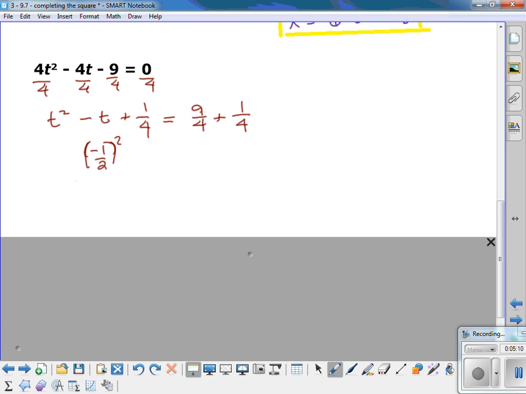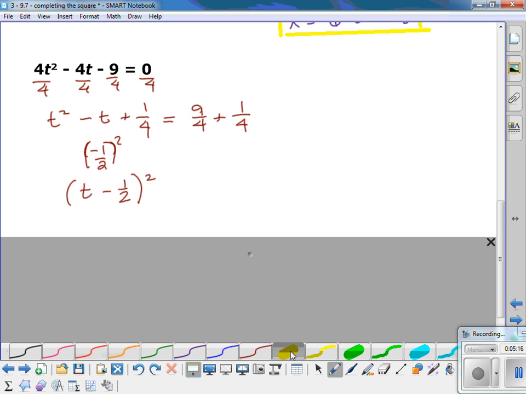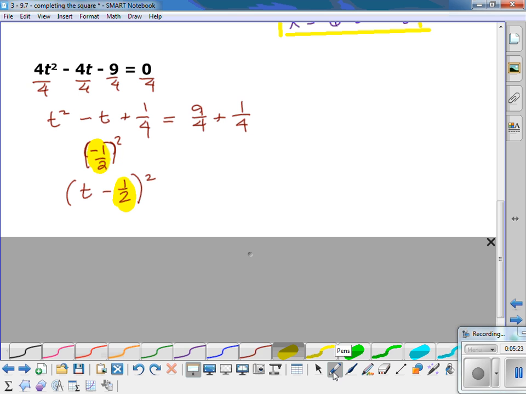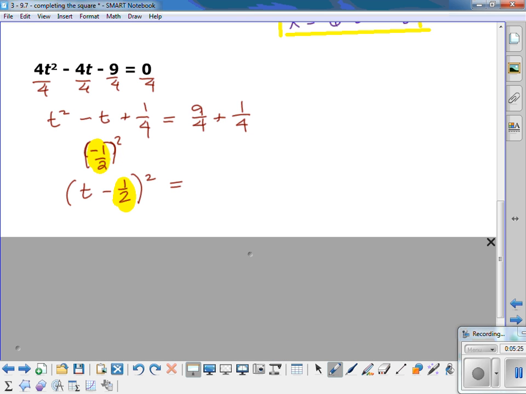So now if I factor it, I've got t minus 1/2 squared. Because remember, when we factor it, we end up using the b that was cut in half, right? And 9/4 plus 1/4 is 10/4. I'm going to go ahead and leave it as 10/4. I'm not going to reduce it because I have to take the square root, and 4 is a perfect square, and I don't like having square roots on the bottom, so I'm just going to leave it like it is for now.